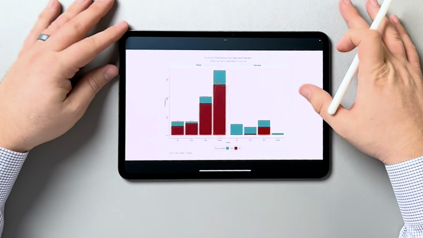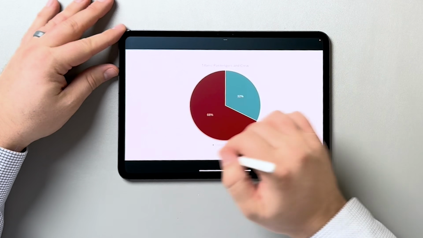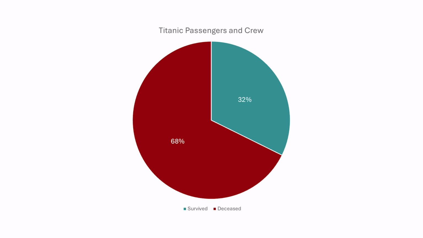So first, let me break it down into a pie chart. This shows all the people on board the Titanic, and we can see that 32% of them survived and 68% of them didn't survive. That's interesting enough, but we can do a lot better.